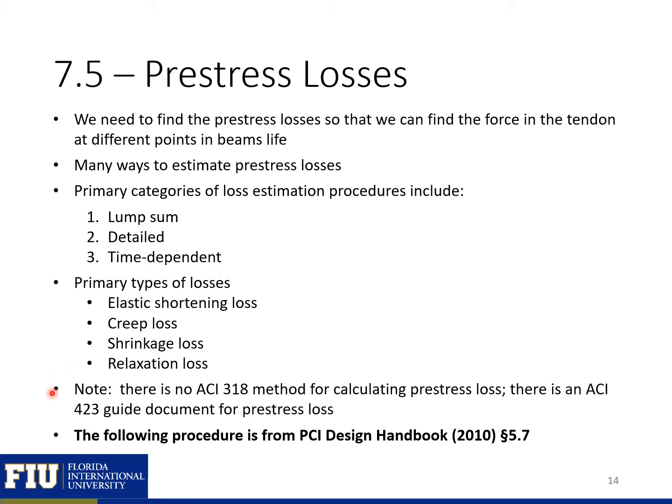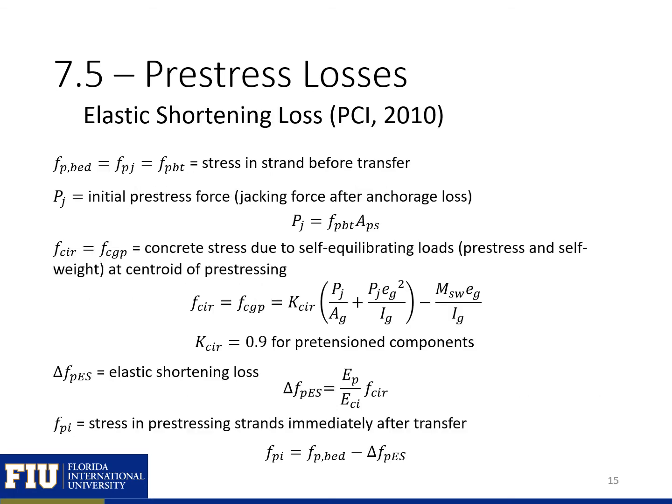There's no ACI method for calculating losses, but there is an ACI 423 guide document for pre-stress losses that's available to help explain losses and how to estimate them. And the basic procedure we'll use in this class is from the PCI Design Handbook. In the PCI Design Handbook, we calculate the elastic shortening loss, the creep loss, shrinkage loss, and relaxation loss.